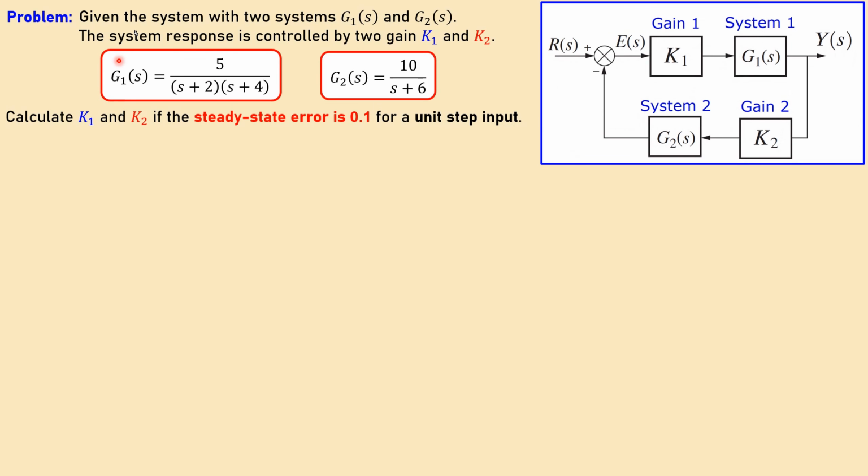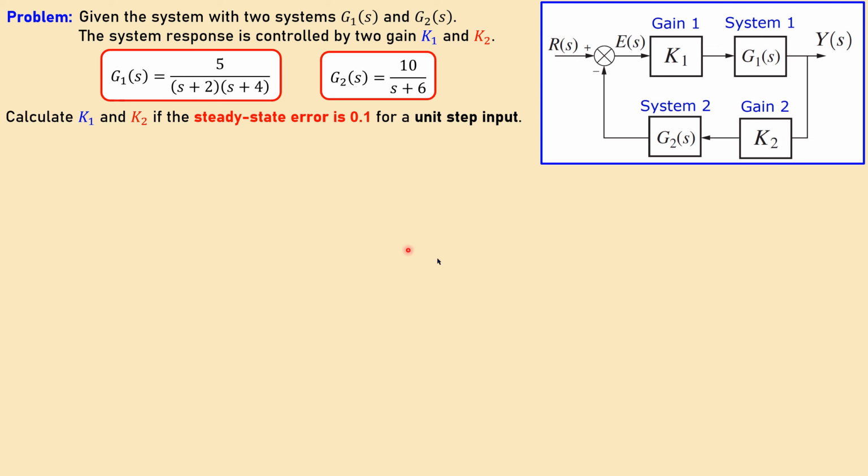What we have is the following situation. We have this system given with two systems, G1 and G2, as shown here. Each of them has a gain in cascade, so K1 is the gain in cascade with G1, and K2 is in the feedback path, which is in cascade with the G2 system. What we want is the calculation of those two gains if the steady state error is 0.1 for a unit step input. What does it mean?